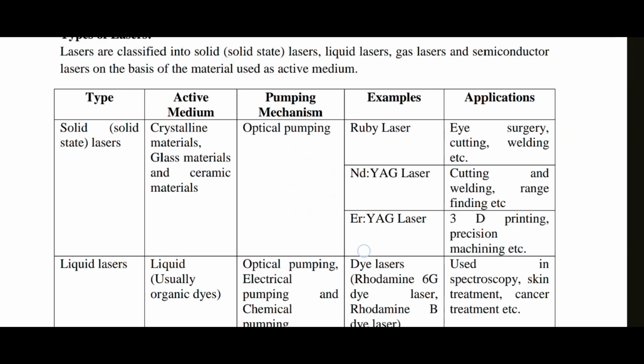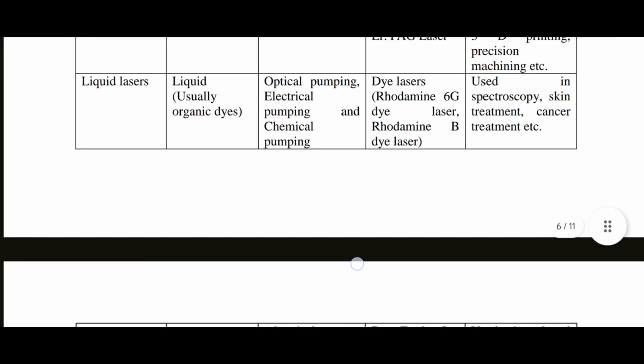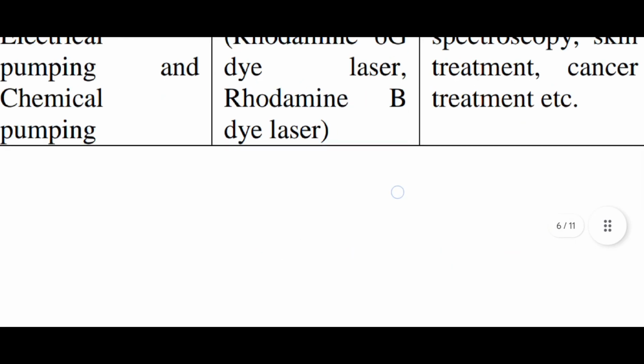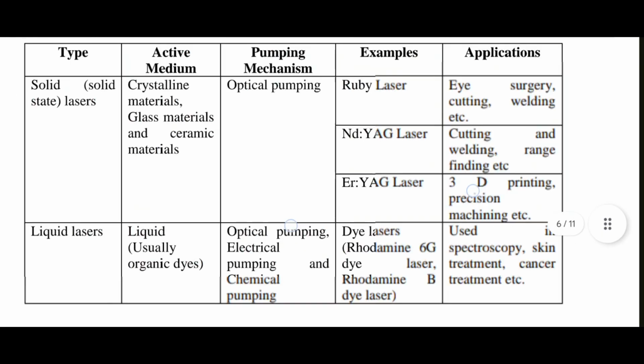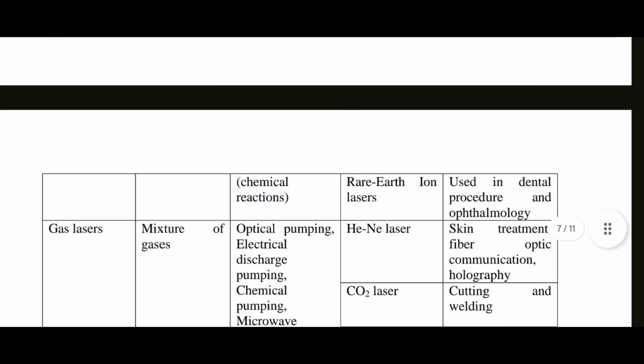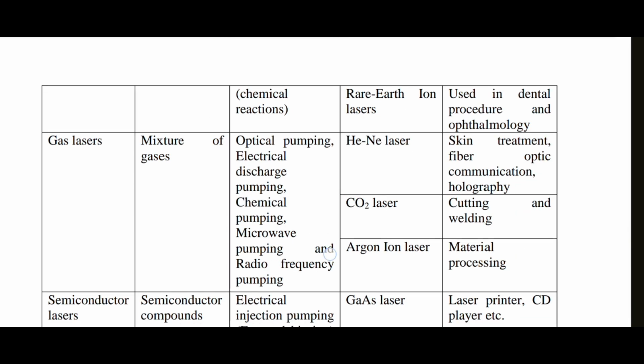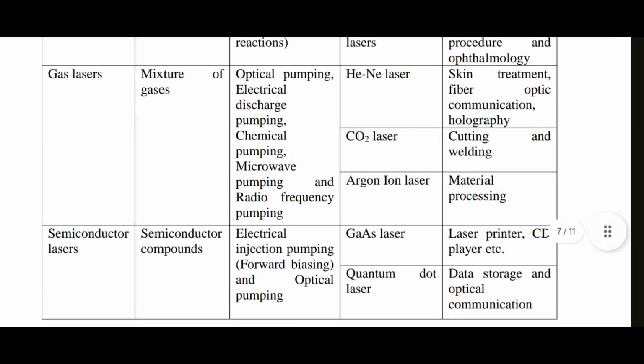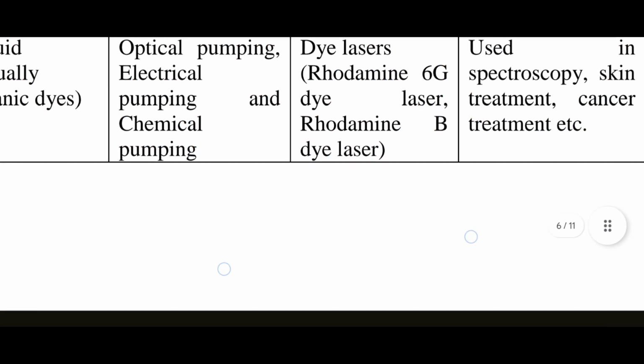Then, types of lasers. We have four types of lasers: solid lasers, liquid lasers, gas lasers, and semiconductor lasers. If we consider the active medium, for solid lasers it is crystalline materials, glass and ceramic materials. For liquid lasers, the active medium is liquid, usually organic dyes. For gas lasers, the active medium is a mixture of gases. For semiconductor lasers, it is semiconductor compounds.